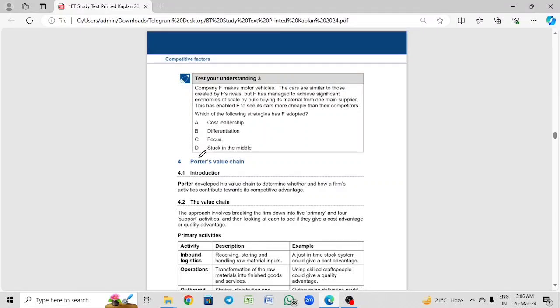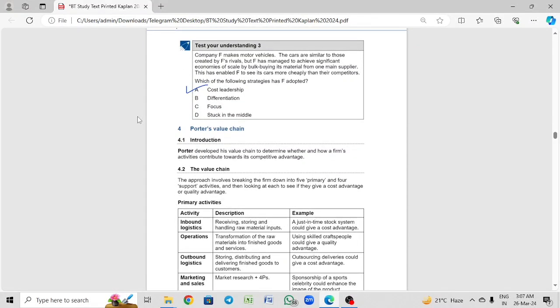Test your understanding number 3. Country F makes motor vehicles. The cars are similar to those created by F's rivals, but F has managed to significantly achieve economies of scale by bulk buying its material from one main supplier. This has enabled F to sell its cars more cheaply than its competitors. Which of the following strategies has F adopted? Cost leadership, differentiation, focus, or stuck in the middle? So this is cost leadership. We are able to obtain cheaper material, by which we are able to sell our products at lower prices.